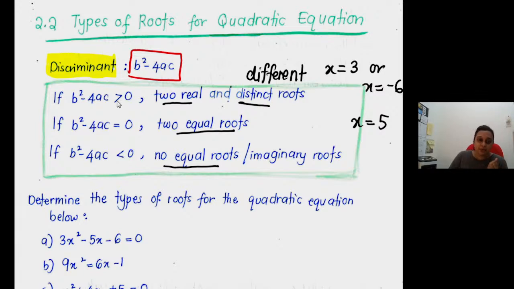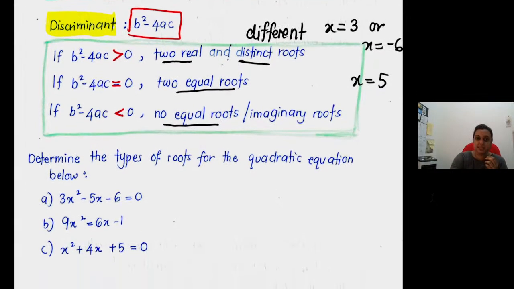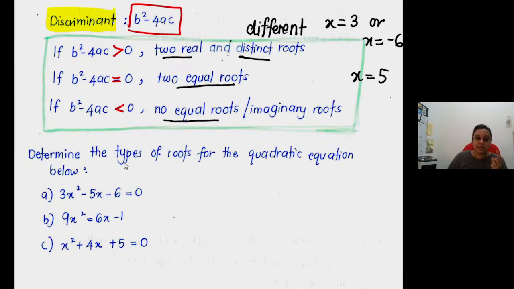How will you know? If you get a value bigger than 0, that means you have two different roots. If you get exactly 0, that means equal roots. If you get smaller than 0, no roots. Let me show you using an example first, so you will be clearer. Determine the types of roots. First question. Straight away you use the formula b squared minus 4ac. Now for question A, what are the values of a, b, and c?